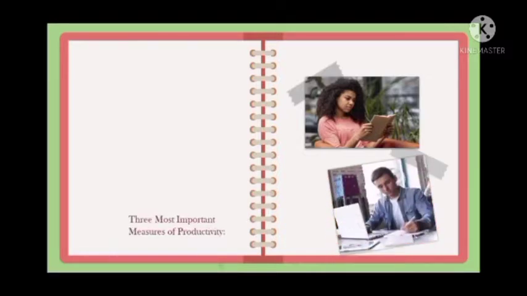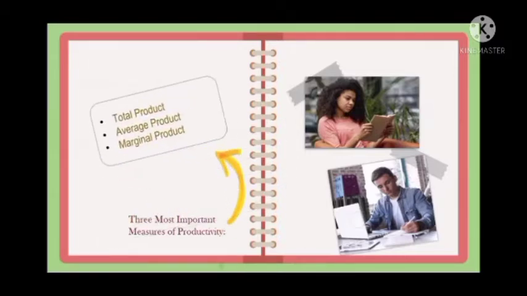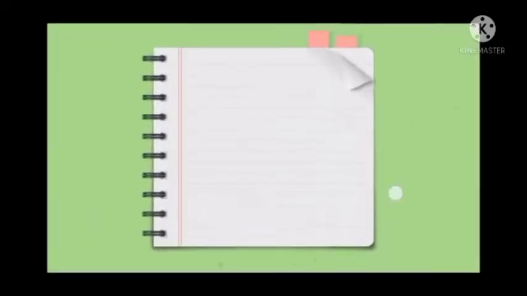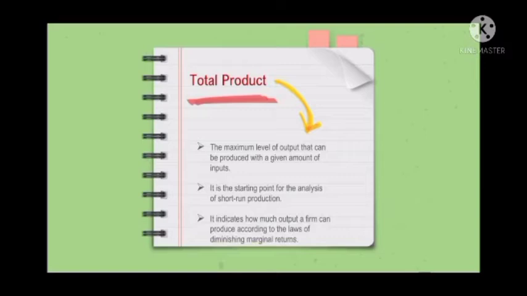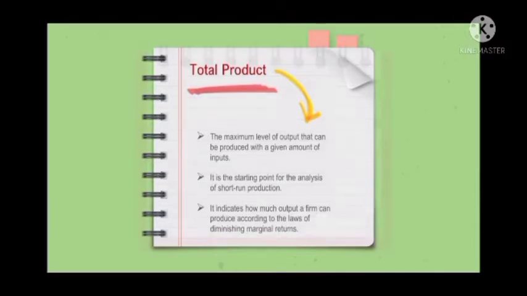So we have three most important measures of productivity: total product, average product, and marginal product. Total product is the maximum level of output that can be produced with a given amount of inputs. It is the starting point for the analysis of short-run production.